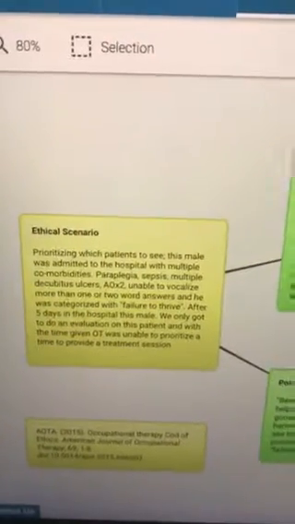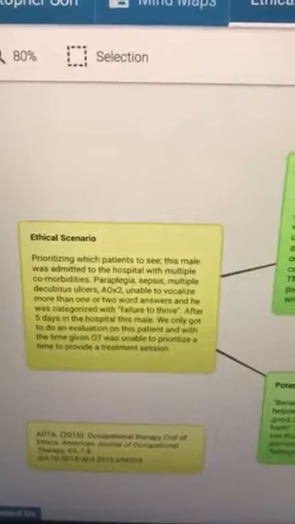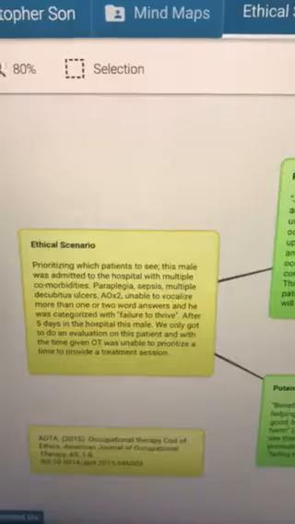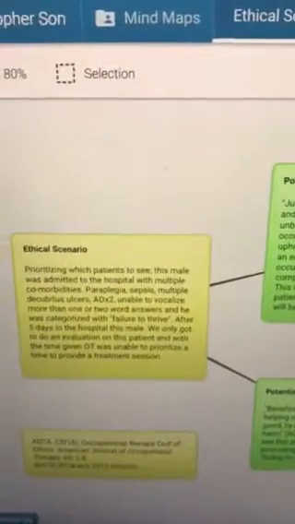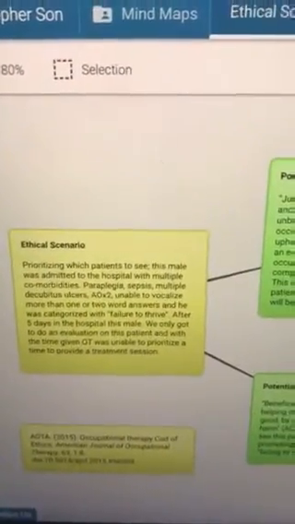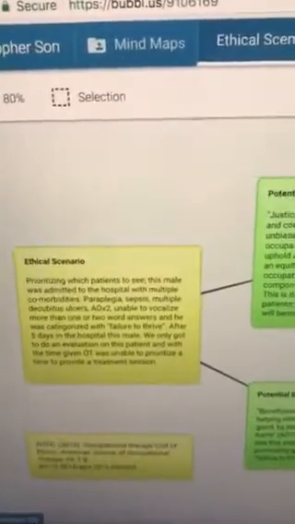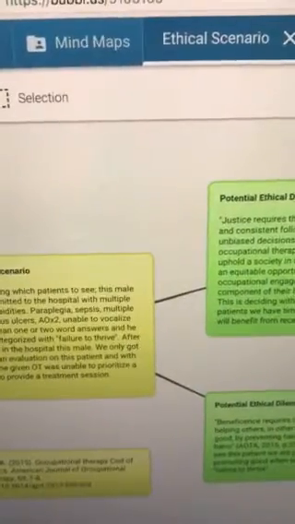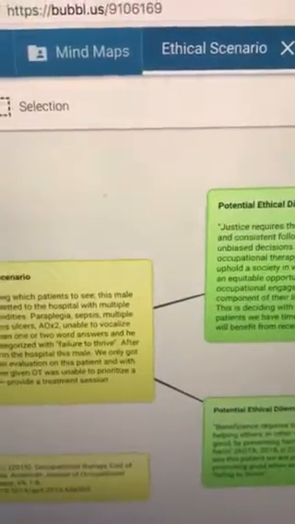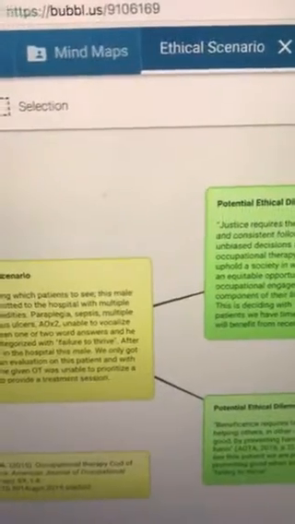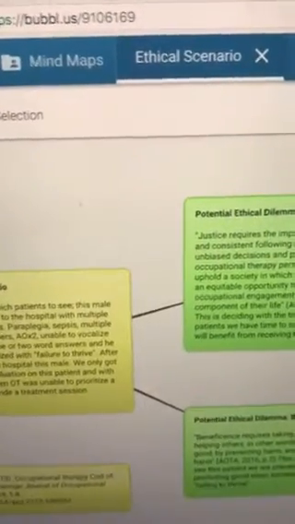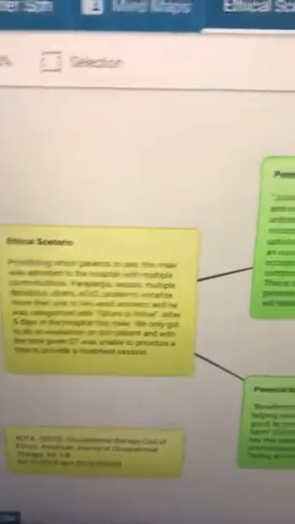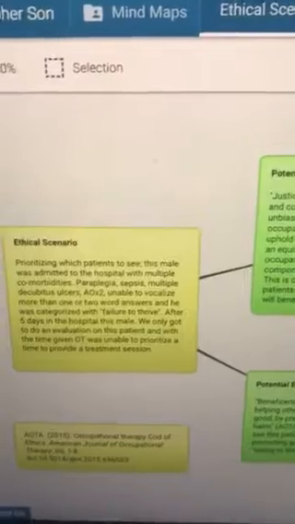So my ethical dilemma is prioritizing which patients to see. We have a male who was admitted to the hospital with multiple comorbidities. He has paraplegia, sepsis, and multiple tuberculous ulcers in his legs and sacrum. He knew he was in the hospital, but he didn't know where or if he was in Chicago. He knew himself, but he didn't know who we are as therapists when we told him at the beginning and end of the session, and he was unable to communicate with more than one-word answers.